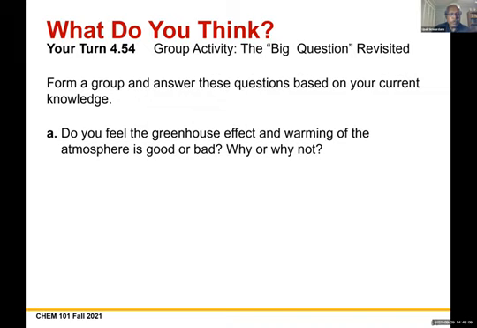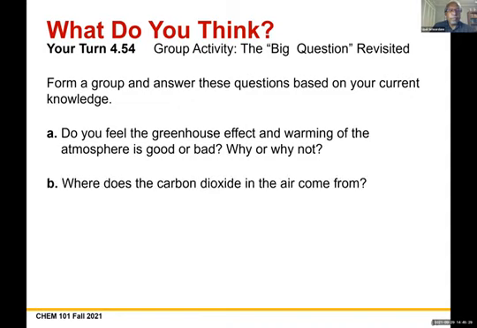Now we are almost at the end of it. You form a group, talk to other people based on your current knowledge. Do you feel the greenhouse effect and warming of the atmosphere is good or bad? It's in a way good, but too much carbon dioxide creates more problems now. Where does the carbon dioxide in the air come from? We talk about different ways we can produce carbon dioxide. Production of electricity, transportation, deforestation. We talked about that. What is climate change?